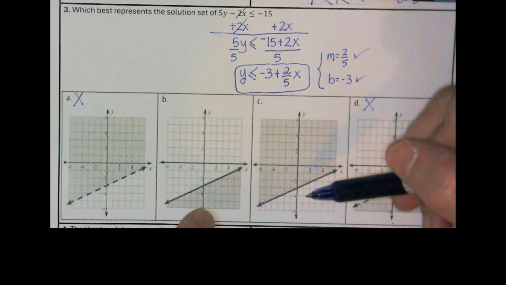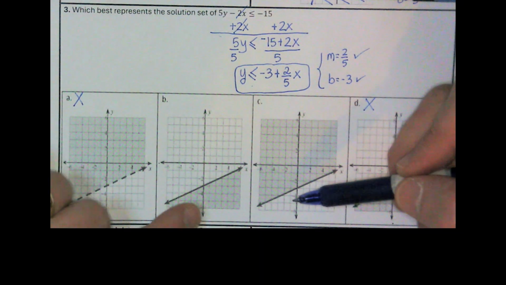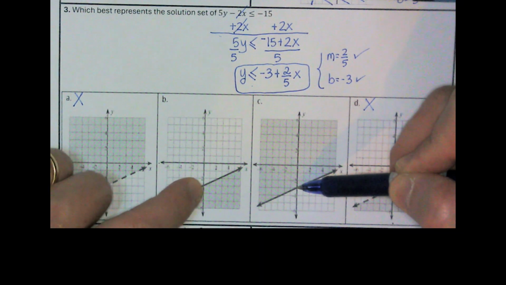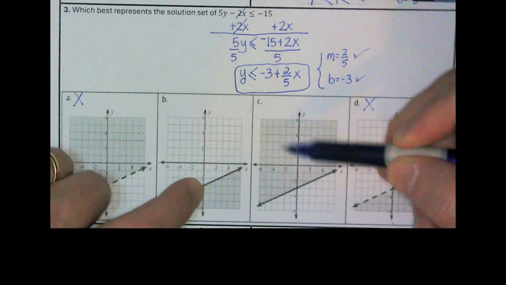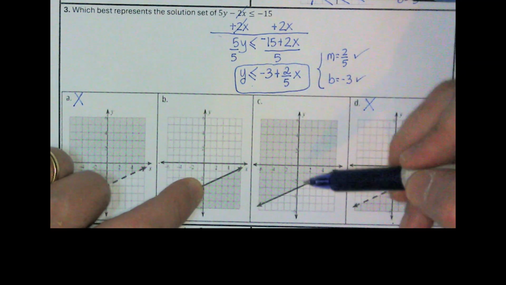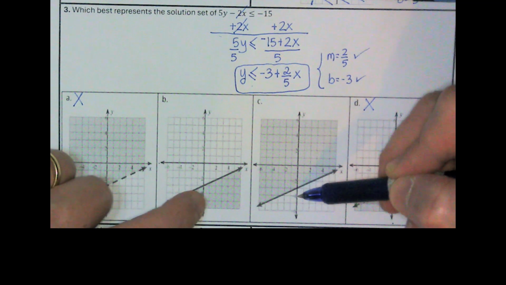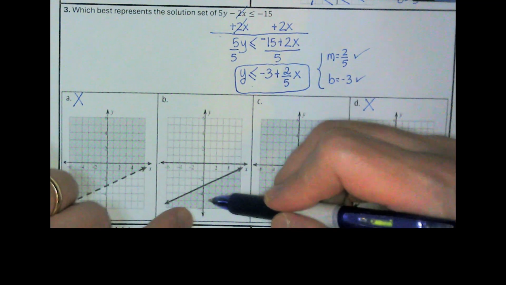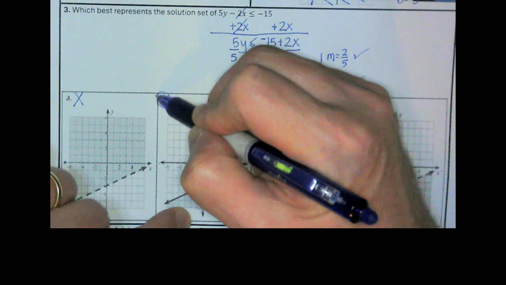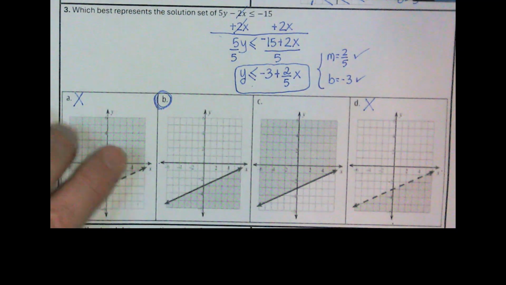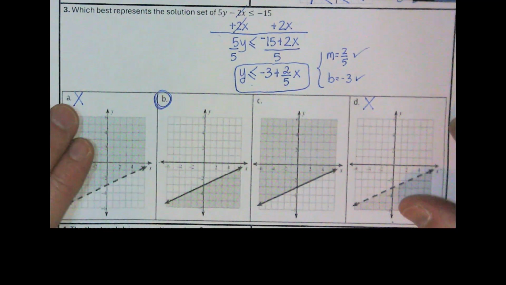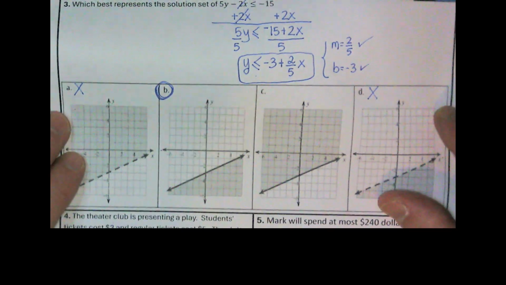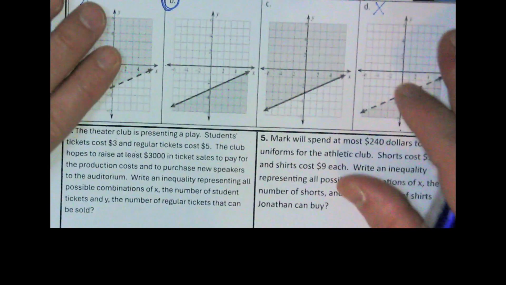So the deciding factor is going to be where do we shade. So remember, this is our y-intercept, that's our elevator. This is the symbol less than, so I want to ask the elevator to go down, and that's where I would shade. And I notice the letter B is the one that has the correct shading. So there you go, letter B is our answer. All right, let's go on to the next set of problems.